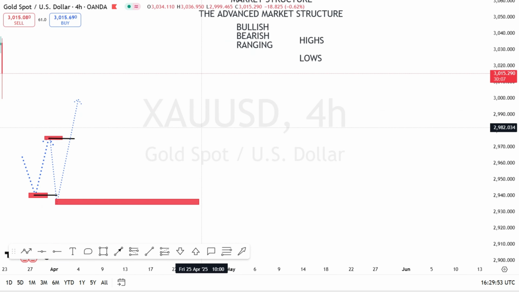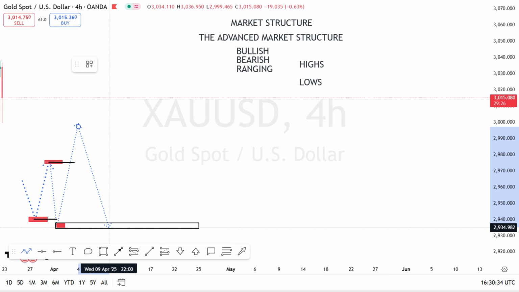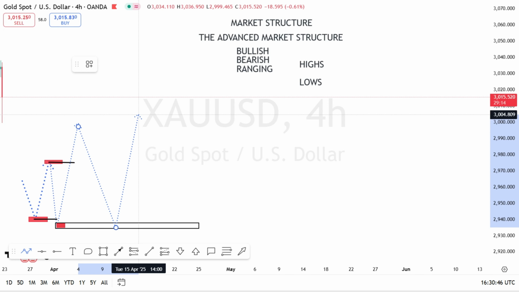Now, we have our zone over here. This time around, the market needs to pull back to mitigate the zone over here. It needs to pull back and mitigate the zone, then buy. Alright? But the market is not going to make that move. The market will then fail to mitigate the zone.